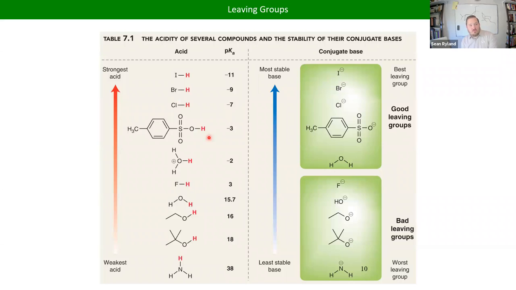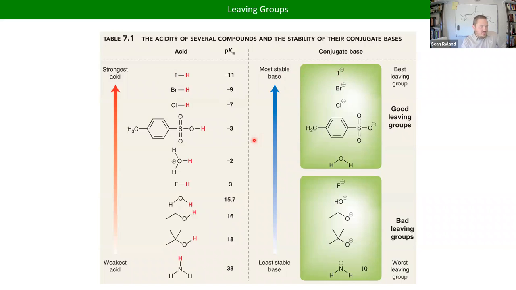And so we can actually use acidity and pKa's as a way to judge how good of a leaving group something is. Because if the conjugate acid is a really good acid, that means it's a really, really weak base. And if it's a really, really weak base, it's also a really good leaving group. So for the best leaving groups, the conjugate acid is the strongest and the conjugate base is the weakest. The most stable bases are the ones that are the best by themselves.